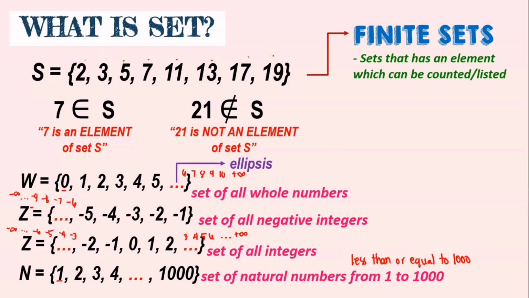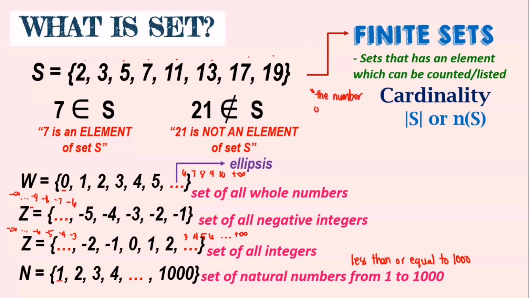Now, the number of elements, this is referred to as the cardinality of the set. And then, it is denoted by the symbol, cardinality S, or the number of elements in a set. Once again, cardinality means this is the number of elements in a set. Okay? Cardinality. Okay, from this example, si set S, ang cardinality natin dito ay 8, or the cardinal number is 8. Okay, it means 8 yung kanyang elements.